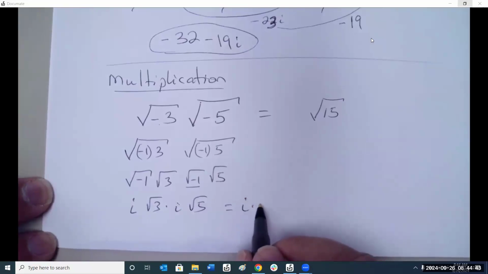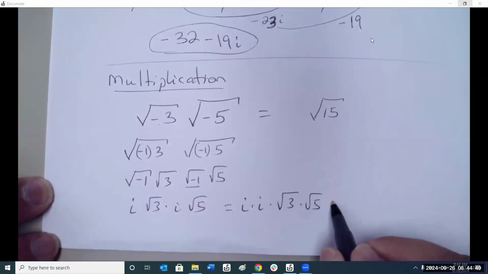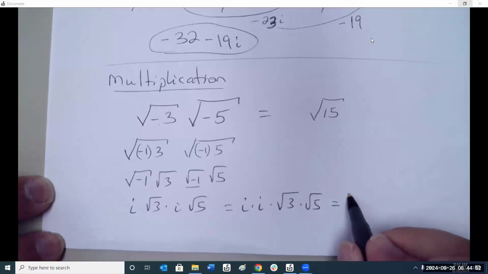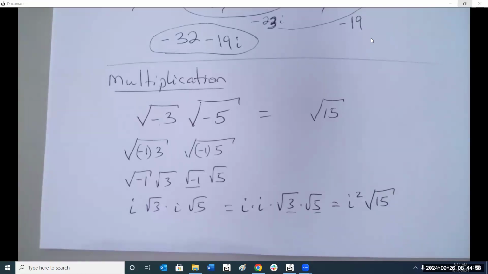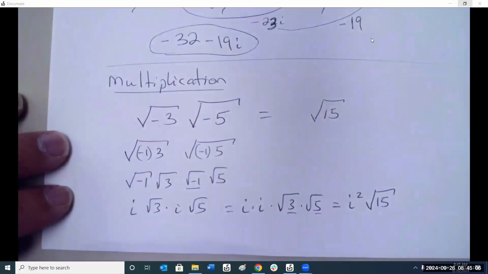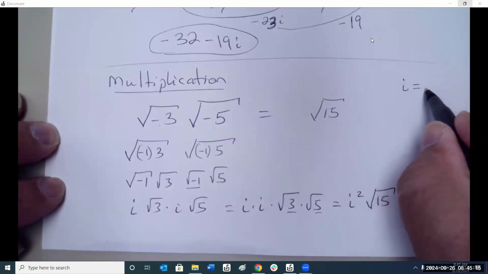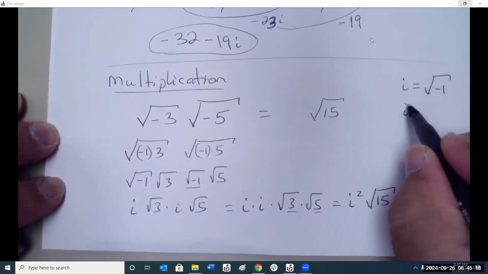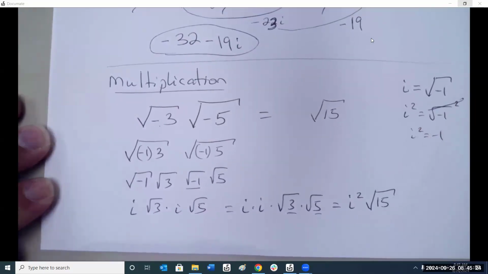So we have i times radical 3 times radical 5, i squared. Now we can multiply inside there. But the rule is you cannot have exponents on i's. Why? Because i equals the square root of negative 1. If I square both sides, then i squared equals negative 1.